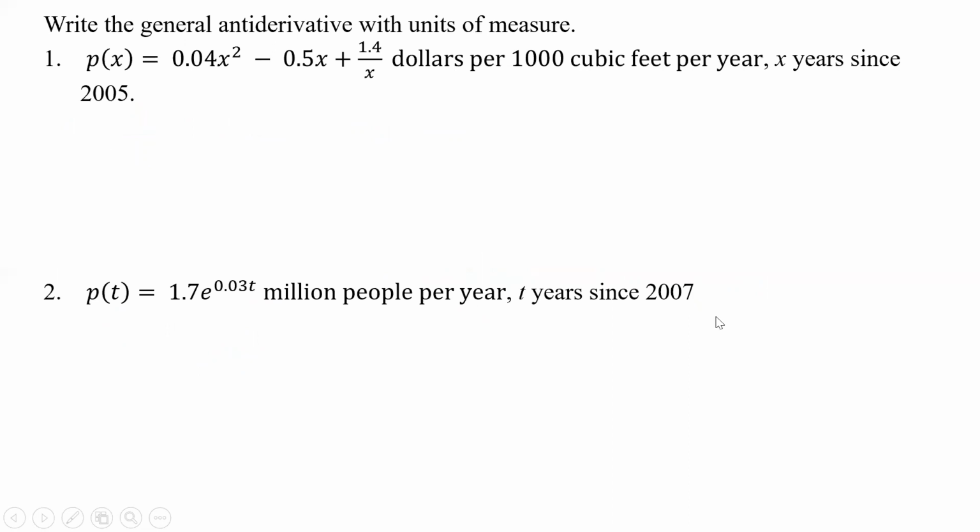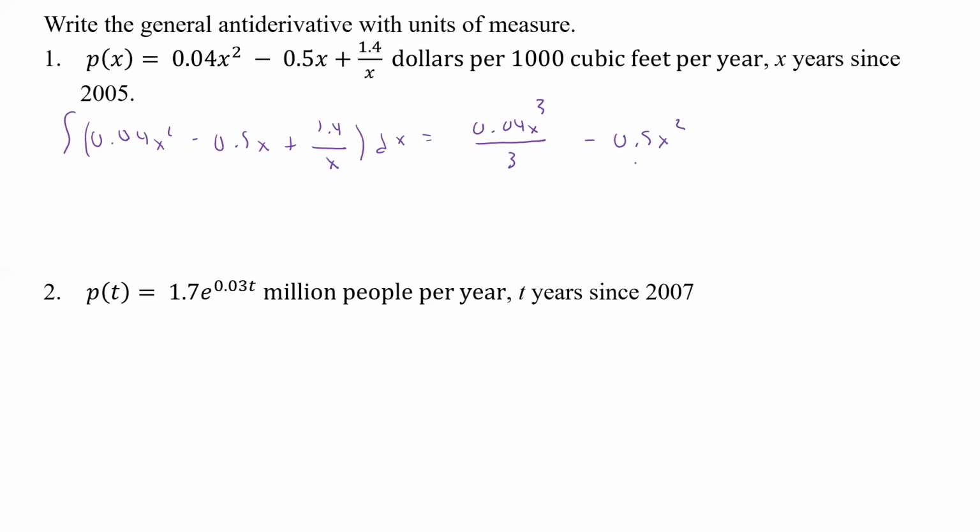All right, let's go. I think we have time. We can do a couple more. So write the general antiderivative with units of measure. We're going to take the integral of 0.04x squared minus 0.5x plus 1.4 over x, and that's all going to be dx. When we take that one, it's going to be 0.04x to the third over 3 minus 0.5x squared over 2 plus 1.4 ln of x, plus c. And it's dollars per 1,000 cubic feet per year, so it's going to be basically dollars per 1,000 cubic feet because we're going to drop that per year.